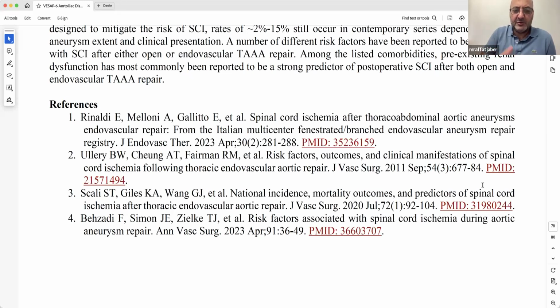If you have acute malperfusion, you fix it right away, immediately. If you have mesenteric ischemia or leg ischemia, you fix it right away. That's true. Sorry, Doctor, but go ahead.